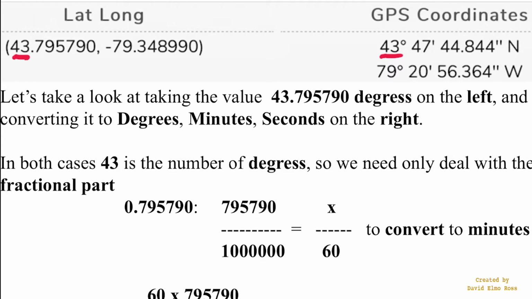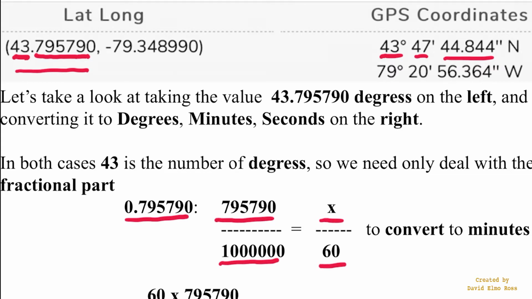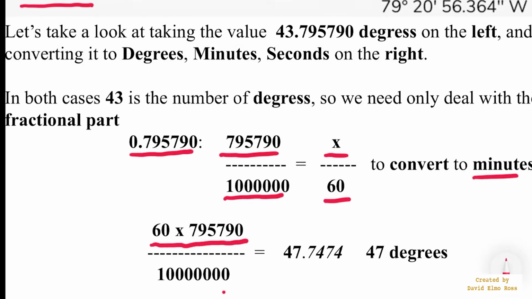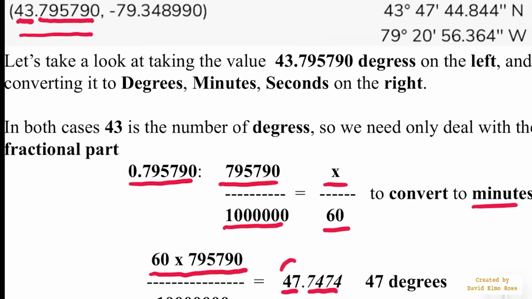But if we want to convert from this decimal degree into minutes and seconds, what we have to do is take this part here, the 795,790, and divide it by 1 million, because this is a fraction. We say this to 1 million is what x is to 60, and we can work out that to get x converted to minutes, we multiply 60 by 795,790 over a million, and what we get is 47 and a fractional part. And this 47 here is our minutes that we can see up here.